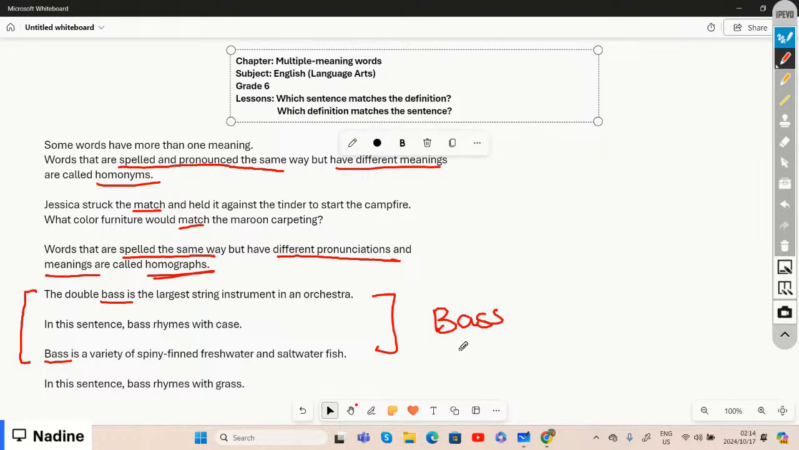And before we go on to aplusstudents.ca, we're going to look at a few examples of multiple meaning words.